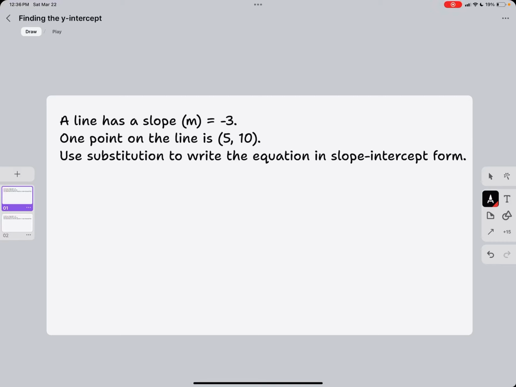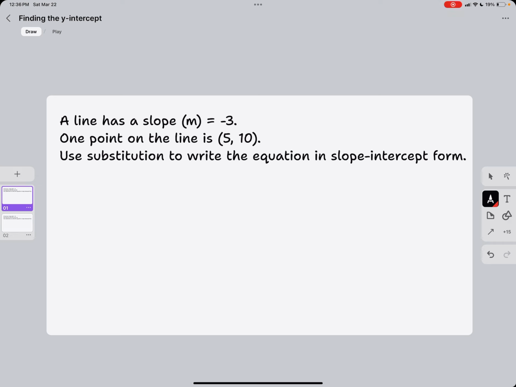Hi class, this is Mr. Trez, and in this video we are going to find the y-intercept of a line when we are given the slope and a point on the line. And then we're going to use that slope and y-intercept to write the equation in slope-intercept form.